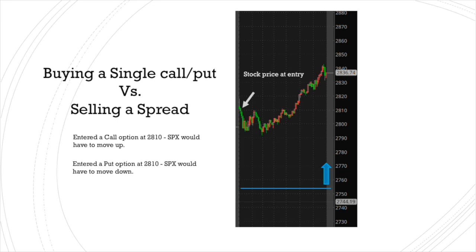call or put. So if we were still bullish on SPX and we had entered a call option for SPX at 28.10, SPX would have had to have moved up for us to have made a single penny of profit. But in the event of our spread, SPX could have moved up, which would have been in our favor. It could have even traded sideways all day, and it still would have been profitable for us. And it could have even had quite a significant move down, just so long as it did not go below 27.55. And in all three of those circumstances, we still would have profited.